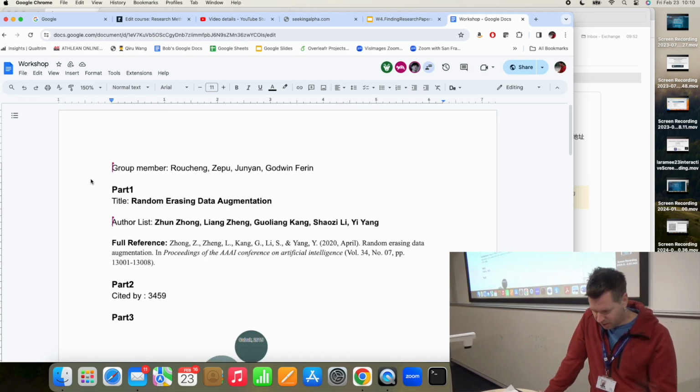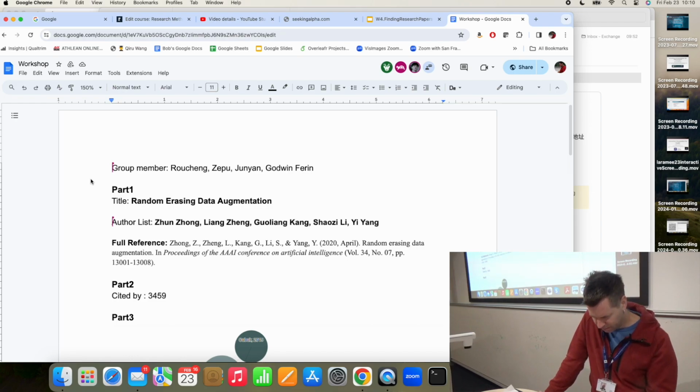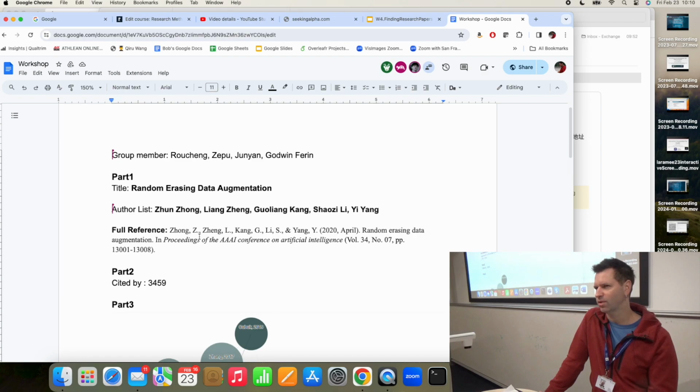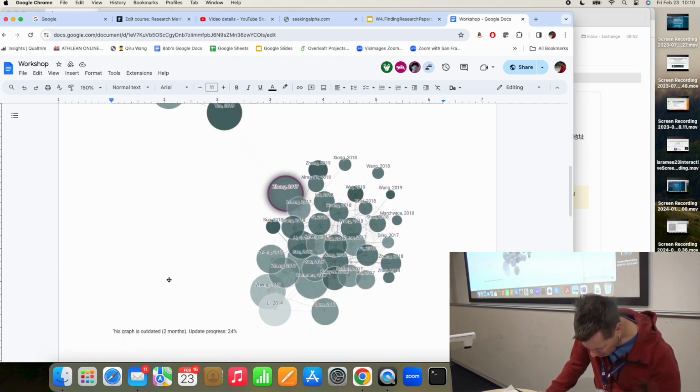Okay, random erasing data augmentation. I don't even know what that means. Random erasing data augmentation. Are you guys sure that's a survey paper? I'm not sure that's a survey paper, or it doesn't actually look like one to me. Oh wow, it's got a lot of citations. Okay, that's interesting. So that's the Connected Papers.